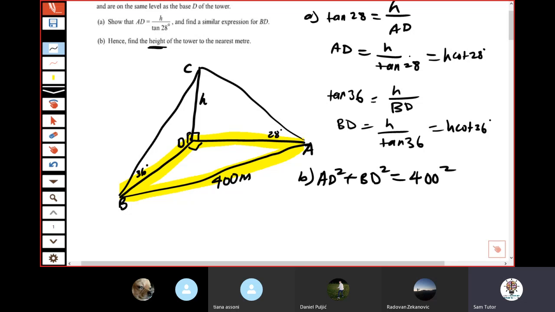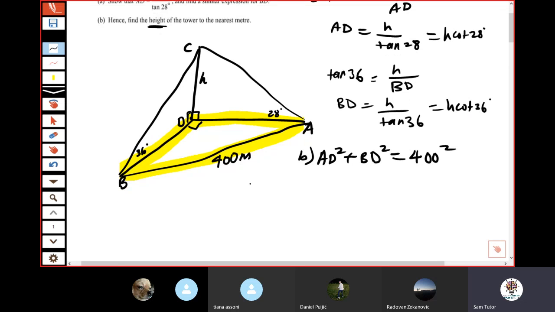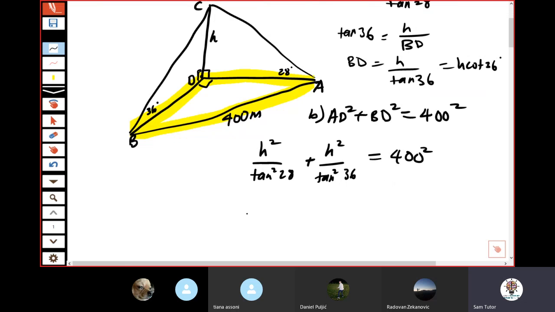What's AD? AD is h on tan 28. So that's going to look like this: h squared on tan 28 squared, plus BD squared, this guy squared. So that would be h squared on tan squared 36, right? Must equal 400 squared. Of course, don't forget I'm trying to solve for h, so I would factorize it out.